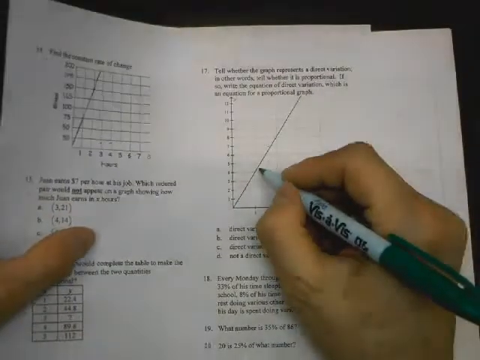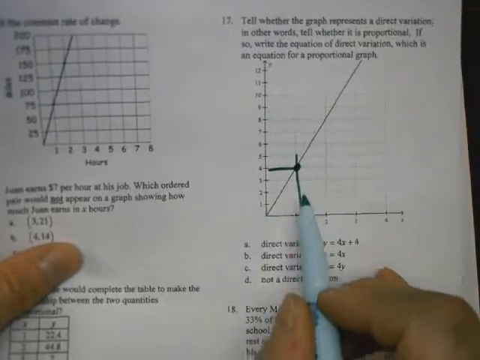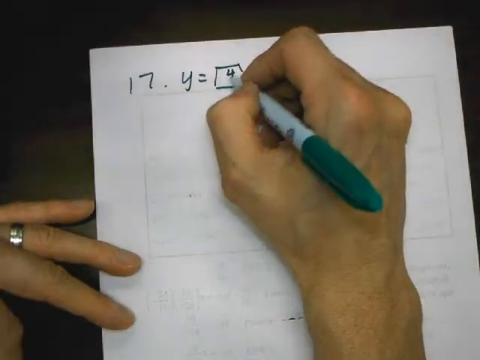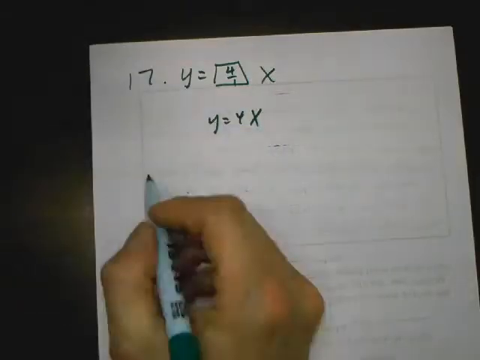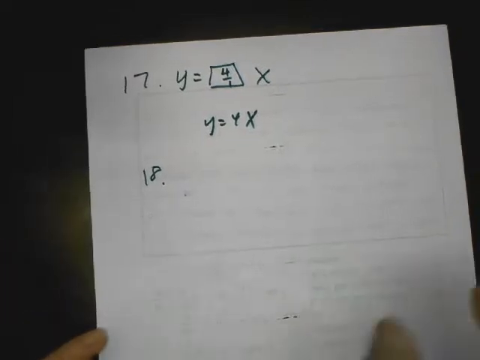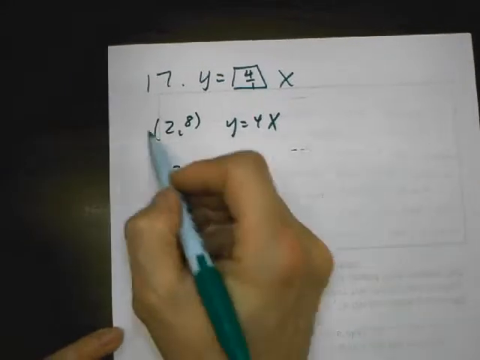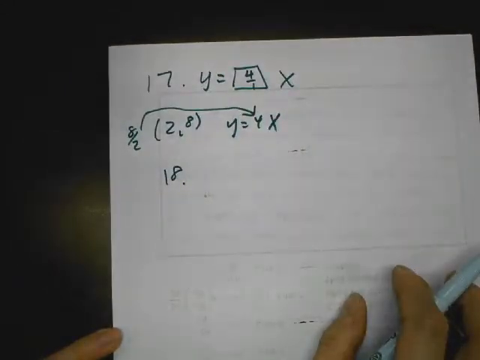So I just take any point. I see a point right here on the lattice. Lattice means where the lines meet, right? So the coordinates for that are 1, 4. I put y over x, and I have my equation, y equals 4x. And I could have used the other points, 2 over 8, right? Or 2, 8. If I put y over x, I still get a 4, no matter what points I use. They're all the same. Constant rate of change.